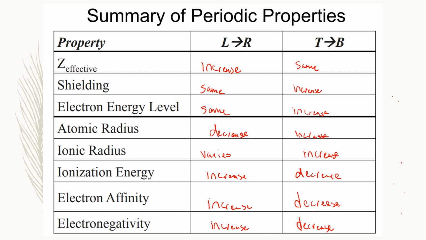So that is going to wrap up this first video. Like I said, the next one will discuss the exceptions to the trends for ionization energies and electron affinities.